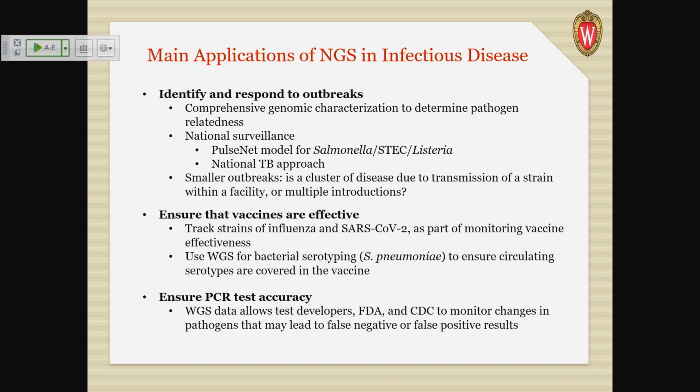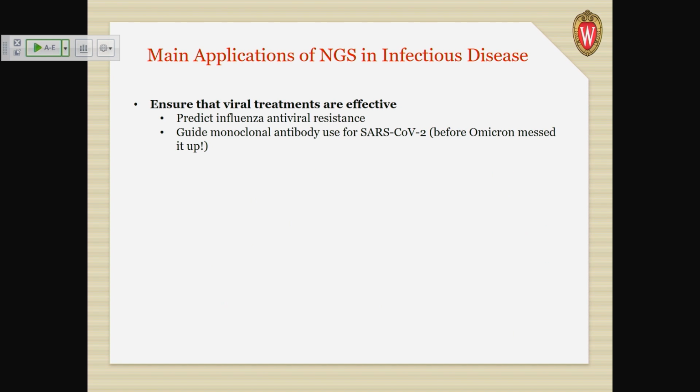And then I mentioned before, you can ensure PCR test accuracy by looking for mutations in those primer probe binding sites. And then one last application is to ensure that treatments are effective. On the virus side, we can predict influenza antiviral resistance just by looking at the genome itself. We used to do a ton of in-lab phenotypic antiviral resistance testing. Now we do none of that.